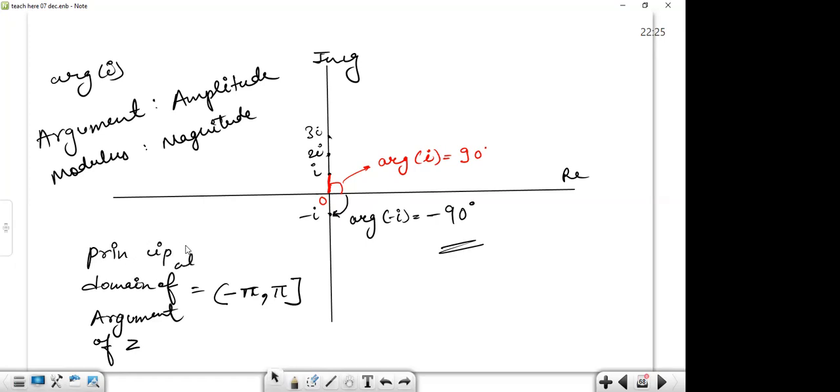Now, why principal domain? Because whenever we are finding the argument of any complex number, we will have to make sure that we are finding it in this range only, from minus pi to plus pi, not anything more than pi. We cannot say the argument of anything is 3 pi by 2.